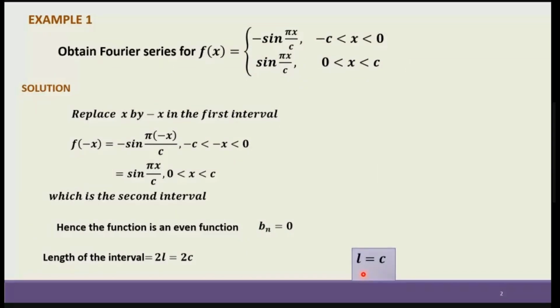So the value of L is c. Now what is the function which will be taken for calculating a0 and an? The first interval or the second interval? What does the formula say? a0 is equal to 2 by L integral 0 to L, that is 2 by c integral 0 to c. So in 0 to c, whatever function is given, that we have to take as f of x. So calculate a0.